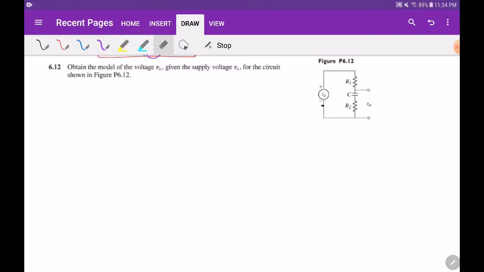It says to obtain the model of the voltage V out, where V out is the voltage across the capacitor and the resistor number 2, instead of the current. We were expecting current, but they want the model of the voltage out, V out, given the supply voltage Vs. So Vs is the input of the system.